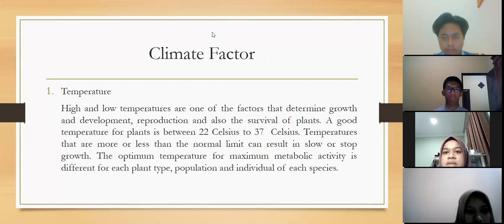Climate factor. The first one is temperature. High and low temperature are among the factors that determine growth and development, reproduction, and also the survival of plants. A good temperature for plants is between 22 Celsius and 37 Celsius. Temperatures that are more or less than the normal limit can result in slow or stopped growth. The optimum temperature for maximum metabolic activity is different for each plant type, population, and individual of each species.